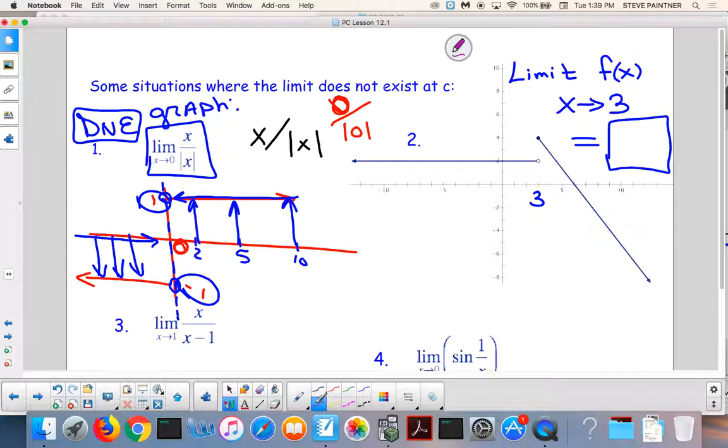Gavin, what do you think it is? It says does not exist. Do you guys agree? Come in from the right. You would be getting really close to what number? 4. Come in from the left. You'd be getting really close to what number? 2. Okay, that's not the same number. It's DNE. It does not exist.